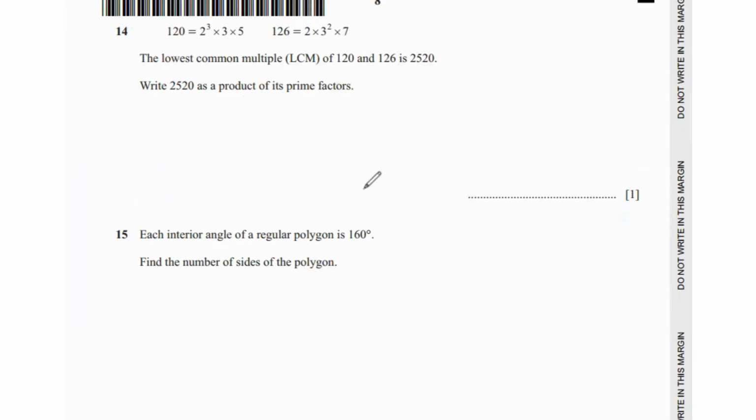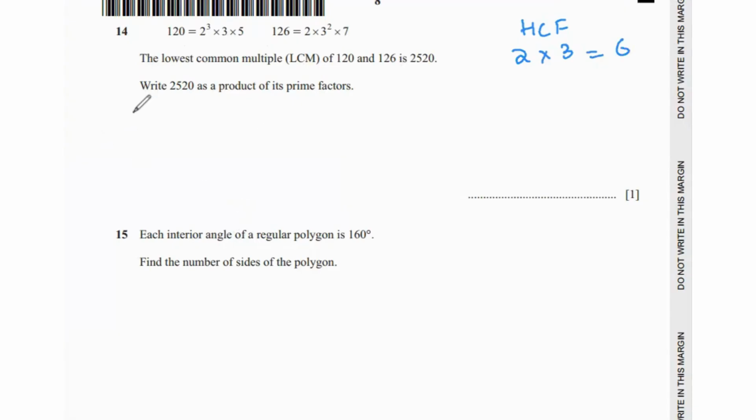So the difference between LCM and HCF is that in HCF, we pick the lowest common powers for the bases in the two numbers that are given. For example, for this one, HCF would be 2 times 3, that's it, 6. That would be the HCF because these are the two things that are common between 120 and 126.